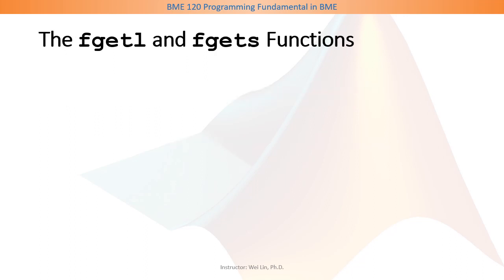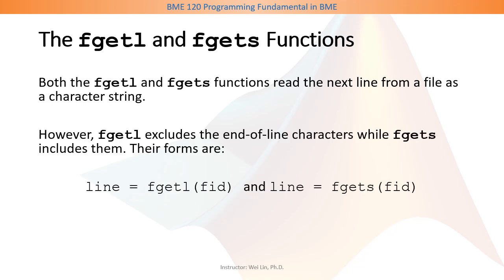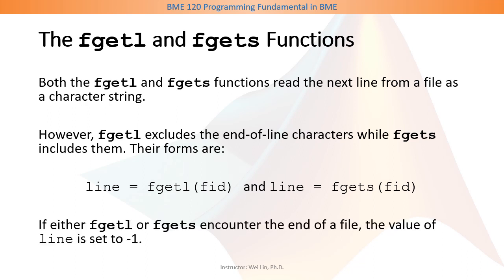There are two functions that can read a line from a text file. Those functions are fgetl and fgets. The difference between the two functions is that fgetl will exclude the end-of-line characters, while fgets will keep them. They have the same form, and they take the file ID as input. If the function encounters the end of the file, the value of the line will be set to -1.